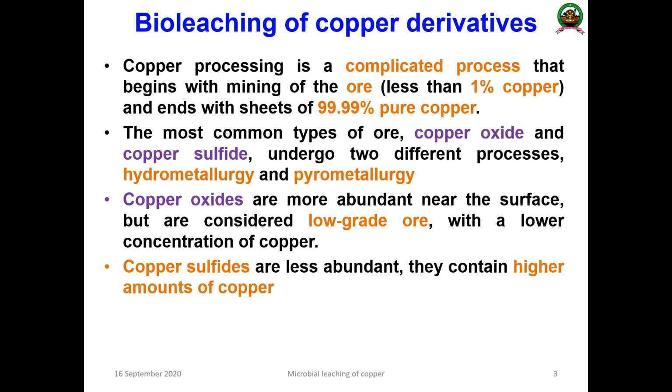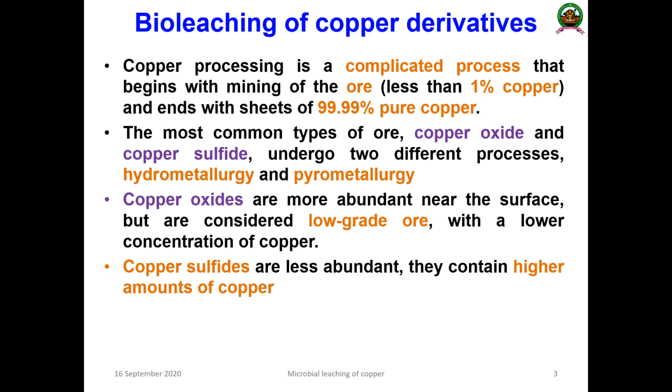These undergo two different processes: one is hydrometallurgy and the next is pyrometallurgy. These are the two important areas of metallurgy. The copper oxides are the most abundant components on the earth's surface, but they are considered very low grade ore, with only a low concentration of copper. That is why we do not prefer copper oxide as an ore for bioleaching.